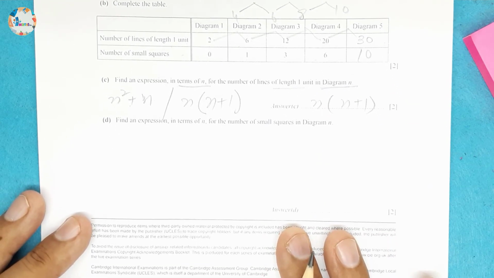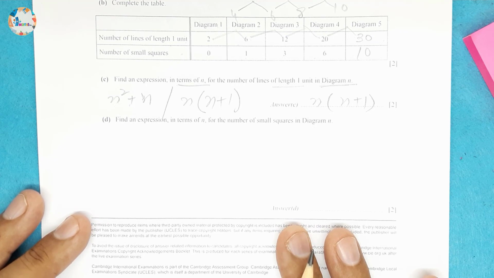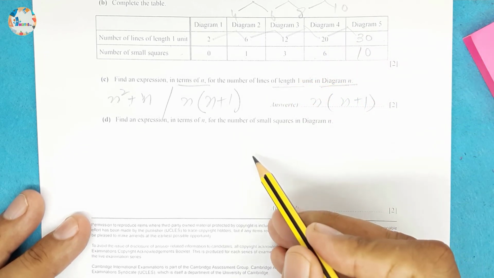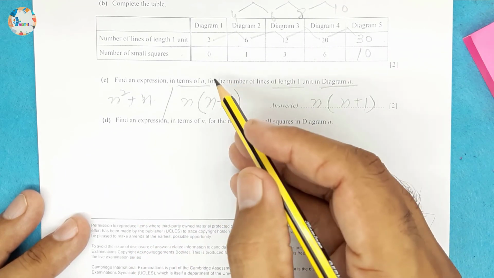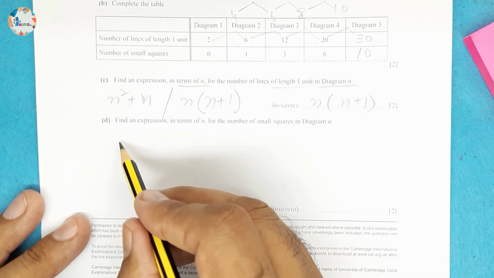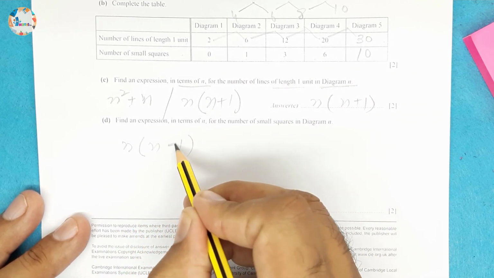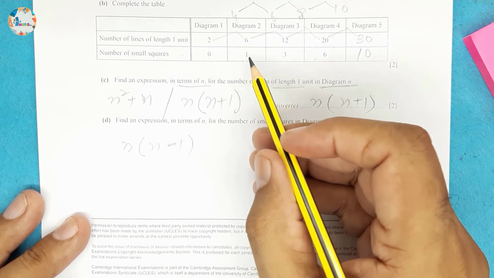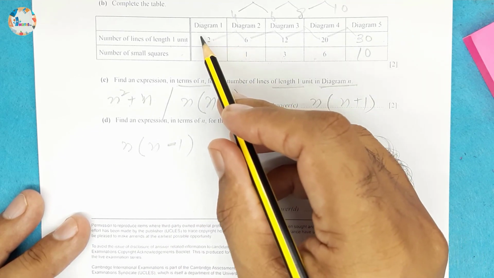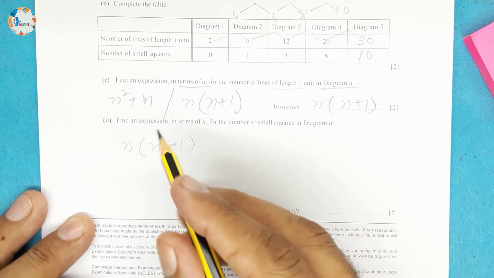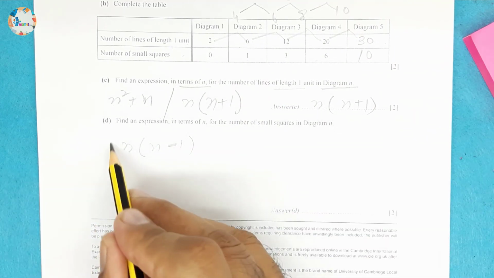Find an expression in terms of n for the number of small squares in diagram n. So if we check, this is basically half of n into n minus 1. So if we take n into n minus 1, then this one divided by 2.